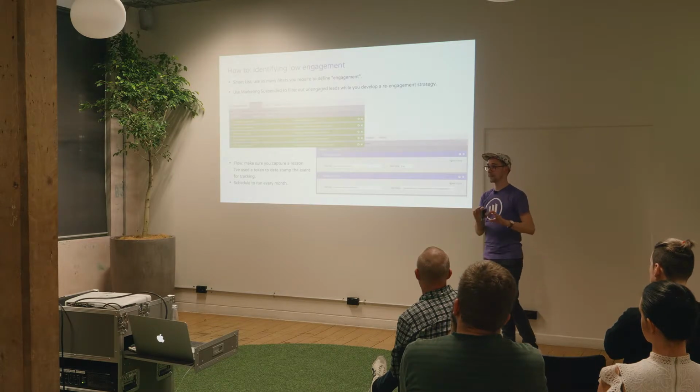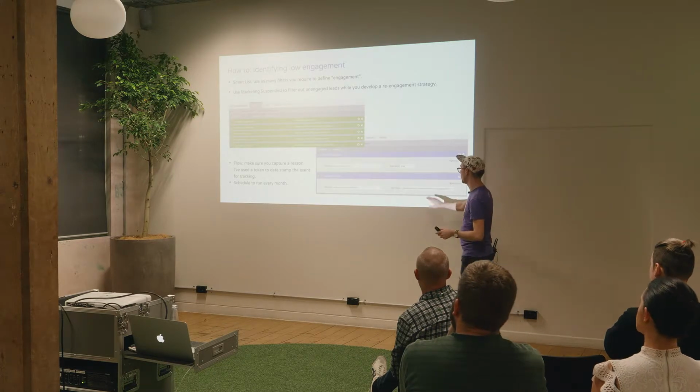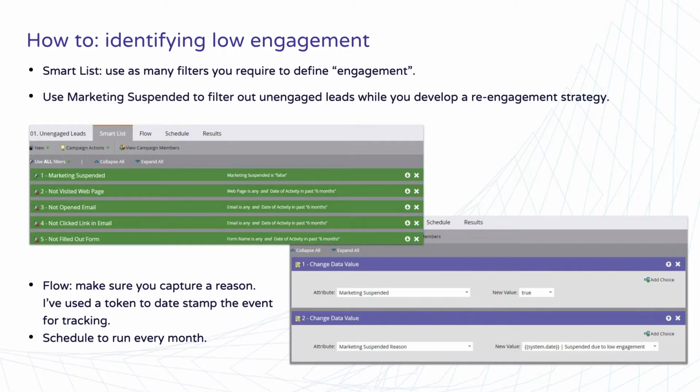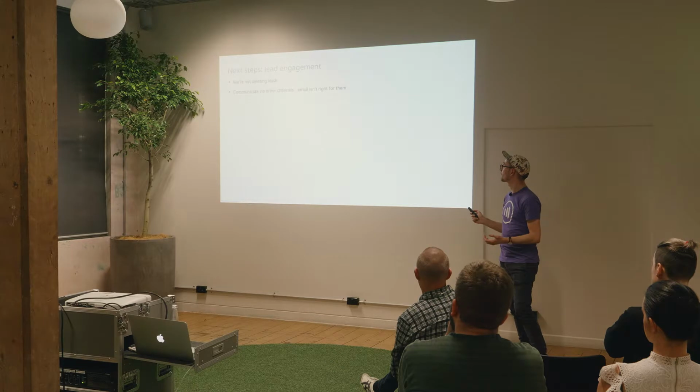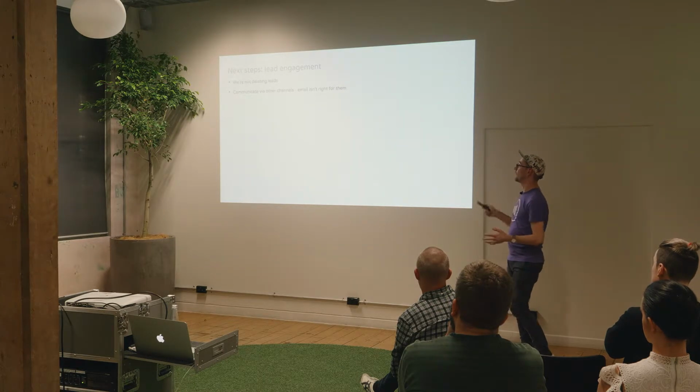The reason I want to do this over an unsubscribe is it makes it easier for me to identify who these audiences are, especially when I'm putting in a marketing suspended reason to date stamp that action and list the reason why I've done that. The biggest reason is that it gives me a bit of time to look at formulating a re-engagement plan, which is where we're at with the next steps.